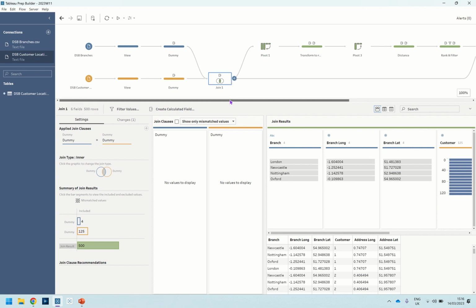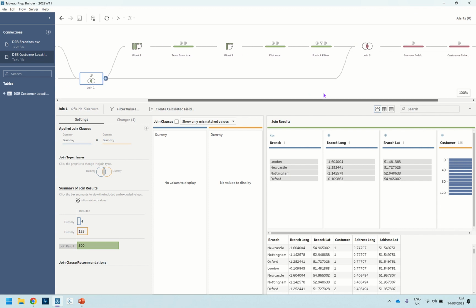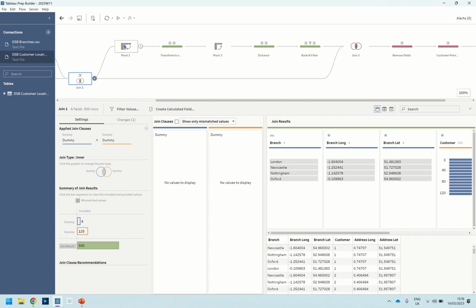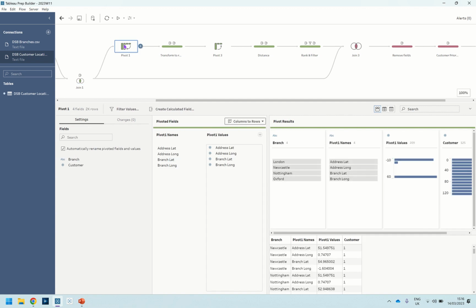Okay, and then we want to do some transformations of the latitude and longitude into radians. So we're going to pivot the data because we need to do it for the address latitude and longitude, and the branch latitude and longitude. We could just write 4 separate calculations. I'm a little bit lazy. I only want to write 1 calculation, so I'm going to just pivot my data down like this.